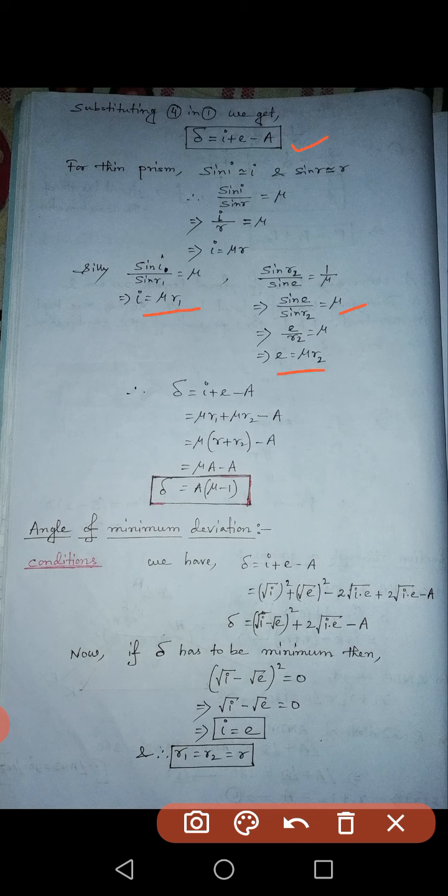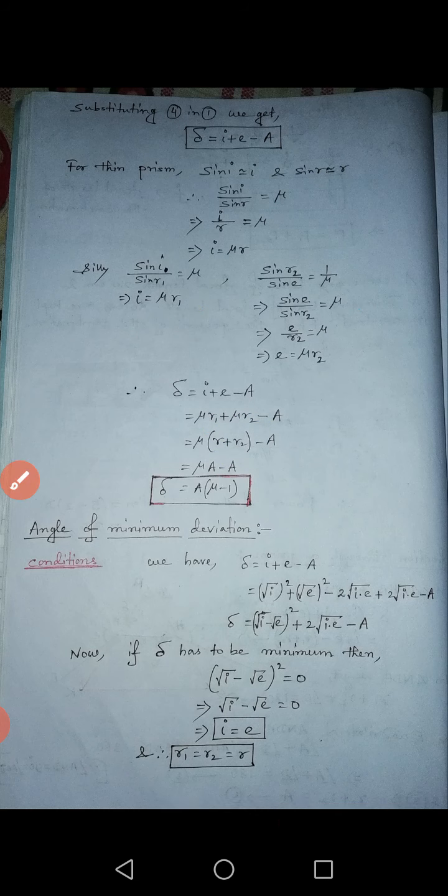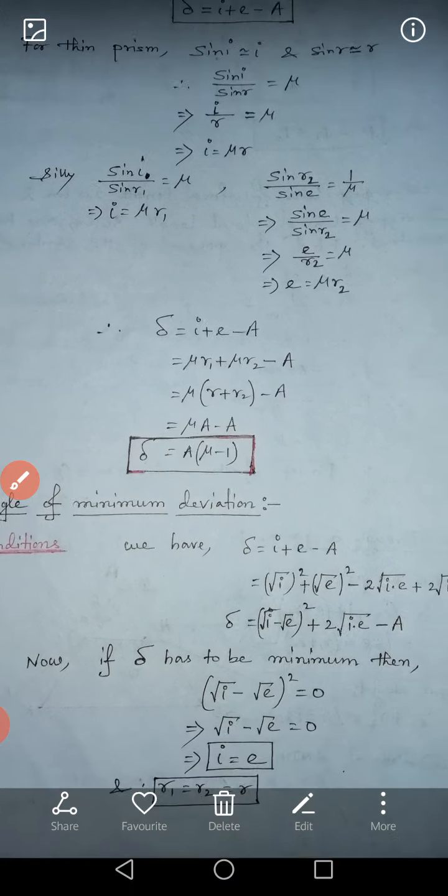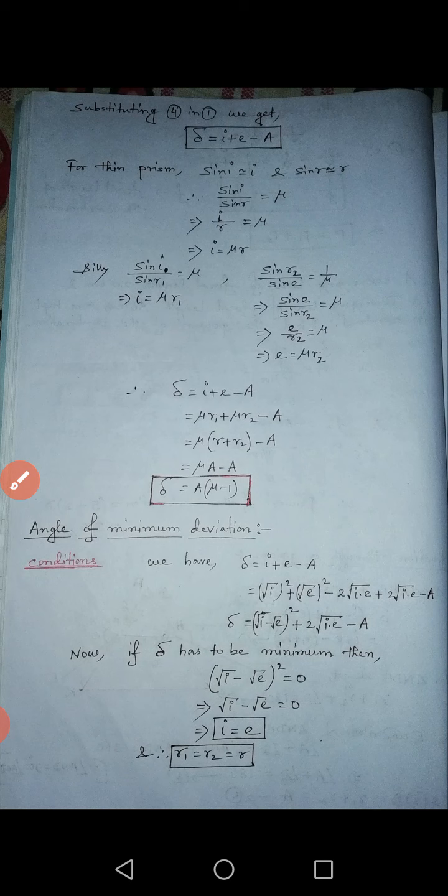Okay, just a second, this will be R1 plus R2. It gives us also A, so A we can take common, so we are getting delta equals A(mu minus 1). So this equation is applicable only for thin prisms.